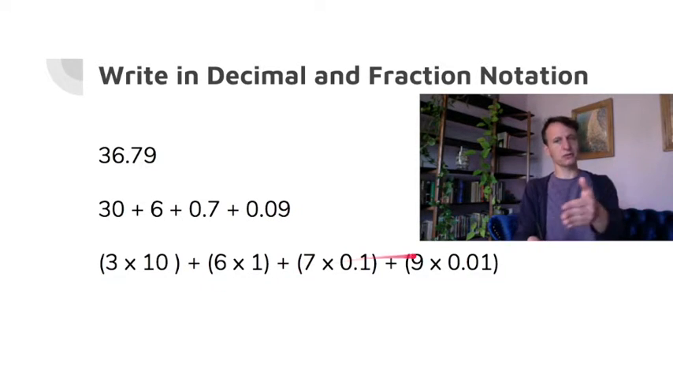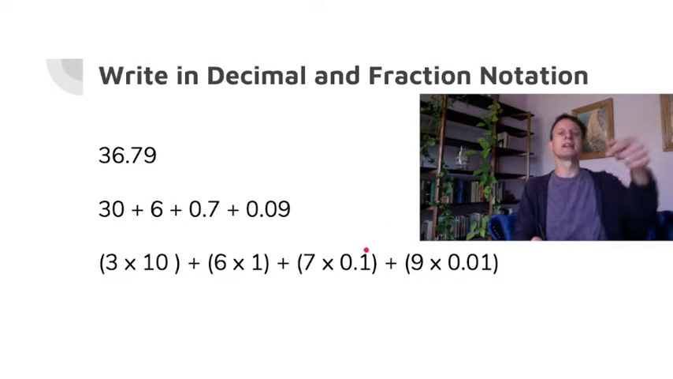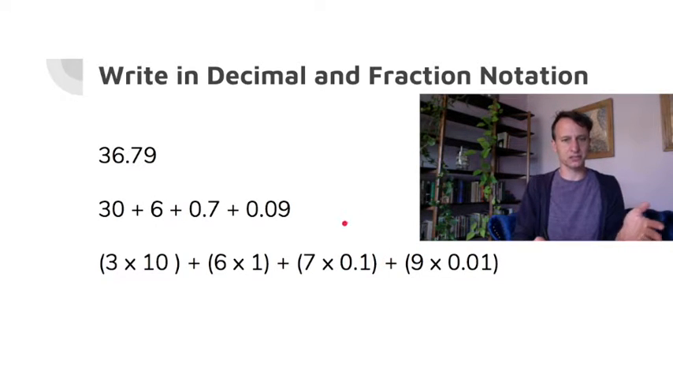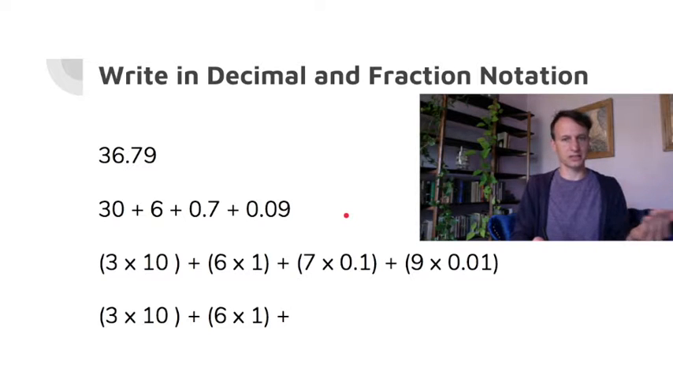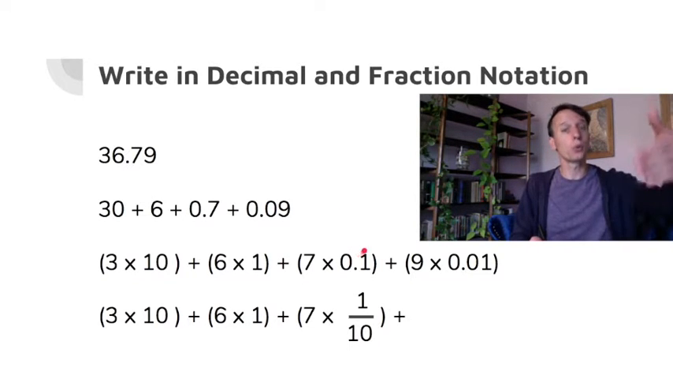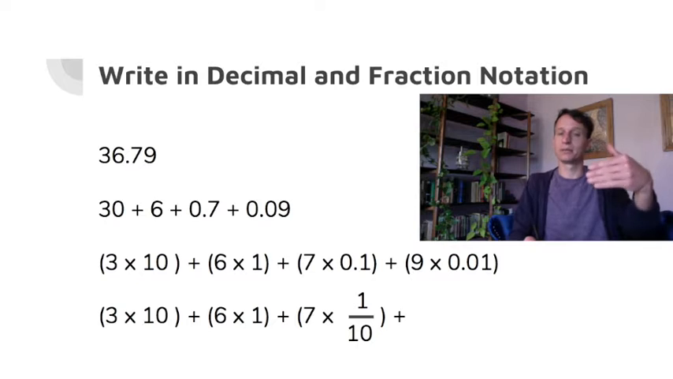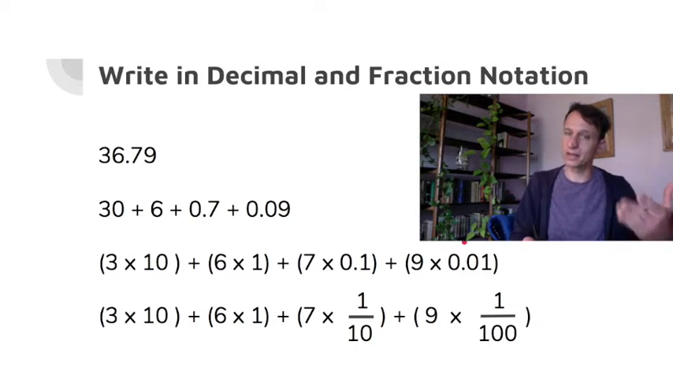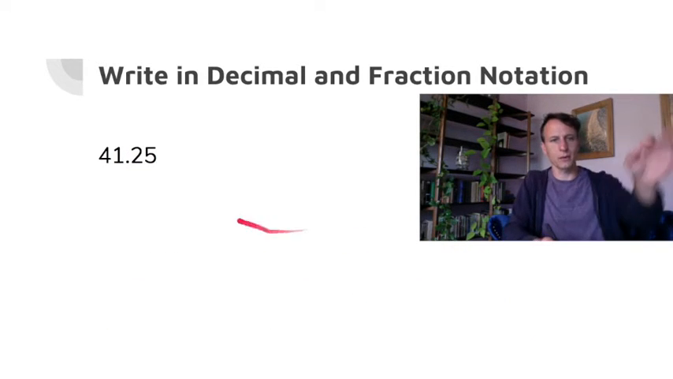Okay, and now in fraction form, remember, everything's the same except, right, the decimals are written as fractions. So 3 times 10 plus 6 times 1 plus 7 times 1/10 in fraction form, plus 9 times 1/100th in fraction form. Beautiful, let's do another one.